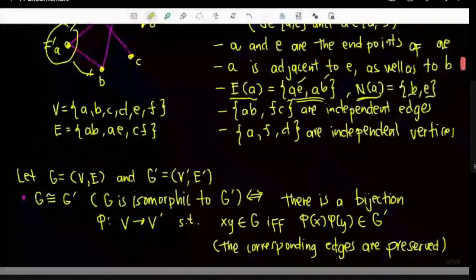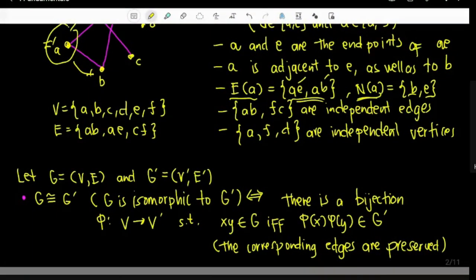Now, some relations between graphs. Let's say we have a graph V, E and another graph V prime, E prime. So, two different graphs. We say that two graphs are isomorphic if there's a bijection between their vertices such that XY is an edge in G if and only if the image of these vertices is also an edge in G prime. Right. So, ano ibig sabihin ng isomorphism?